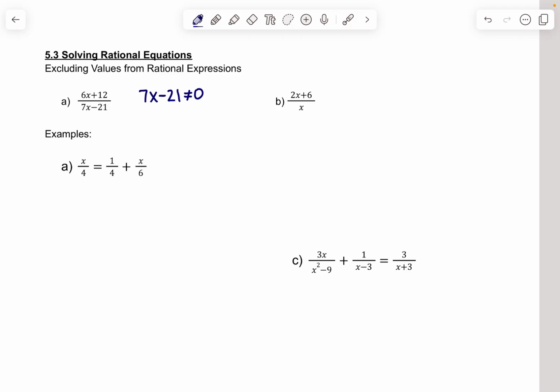So if we want to solve that equation, we get 7x cannot equal 21 when we add the 21 to the other side. So x cannot equal 3. And then on B, looking at our denominator, we just have x. So x cannot equal 0 is our only restriction.